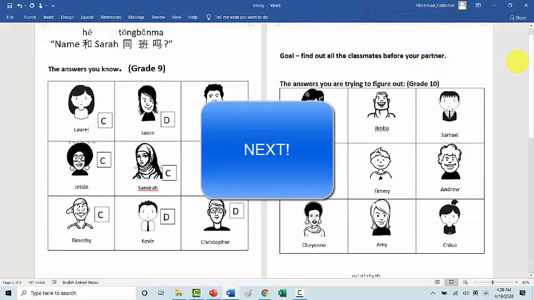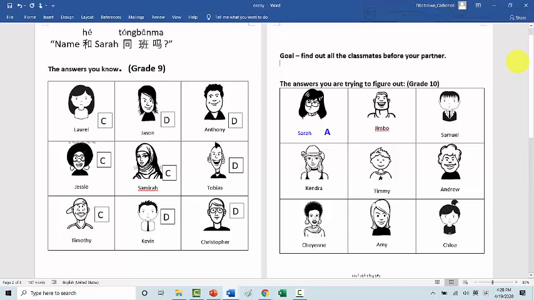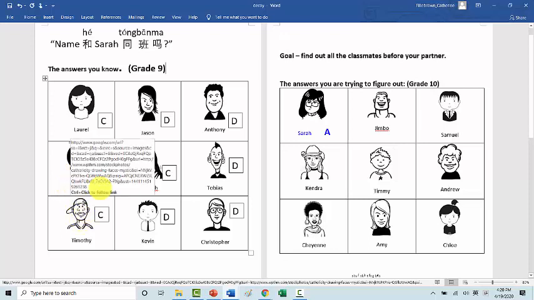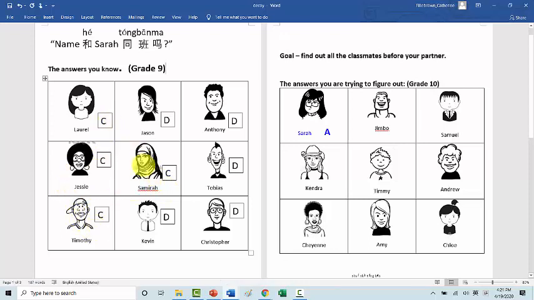So you're going to play a pair work game with your partner. You should have printed out a sheet that includes these two groups of students. One group is grade 9 and one group is grade 10. Either you or your partner will know all the answers to grade 9. For example, Laurel, Jesse, Timothy, and Samira are all in class C together. They are tongban. And then these students, even though they're all 9th graders, they're in class D together, so they'd be in a different room. They are tongban. Then your partner will know which class these grade 10 students are in.